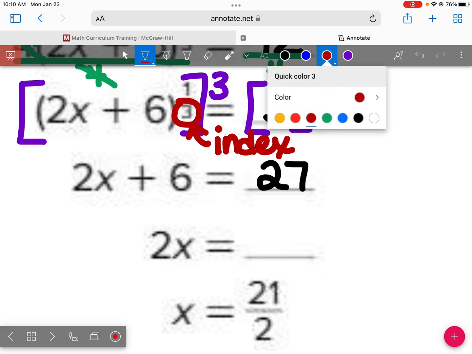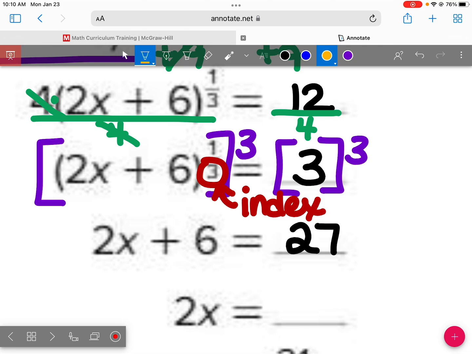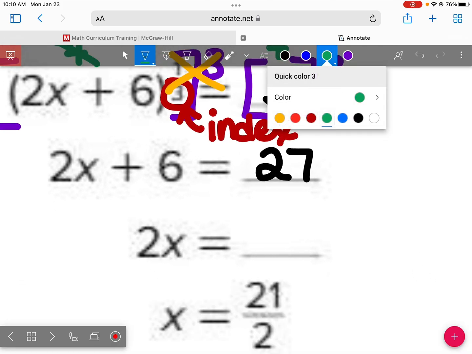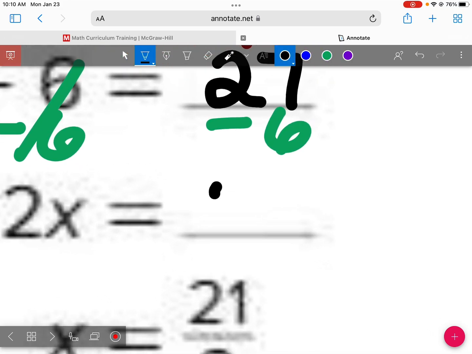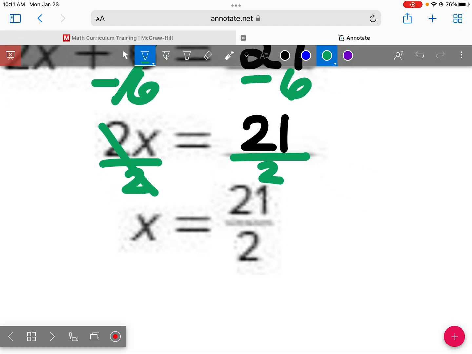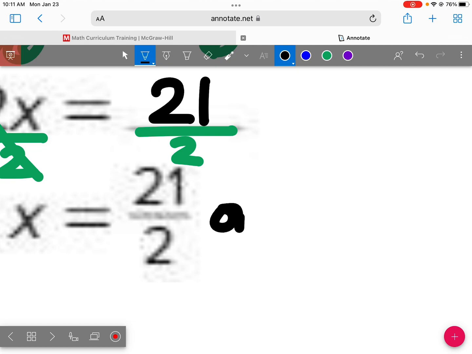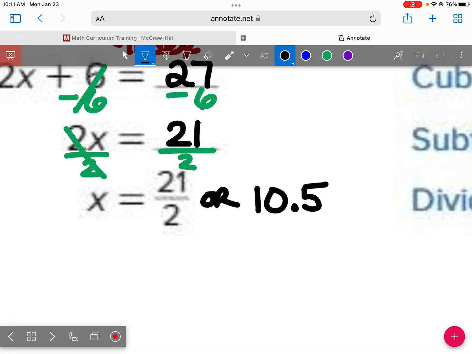I want to finish solving this for x. So what do I do to isolate x now? I have 2x plus 6 equals 27. Minus 6 on both sides, yes. 27 minus 6 gives me what? 21. And then to isolate x, divide both sides by 2. And I get x is 21 over 2, or what would that be in decimal form? 10.5, yes. So 21 over 2 or 10.5.